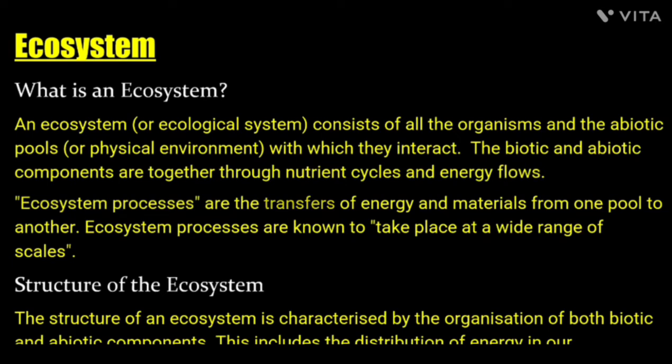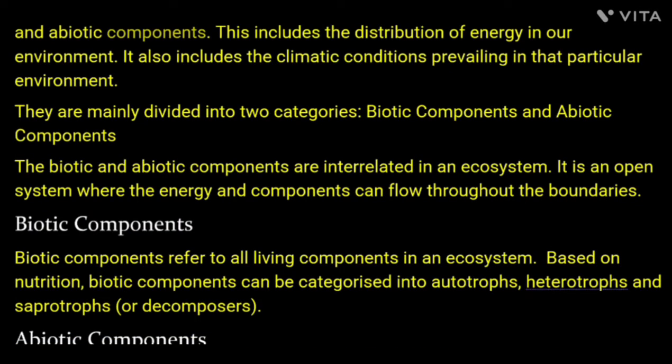Structure of the ecosystem. The structure of an ecosystem is characterized by the organization of both biotic and abiotic components. This includes the distribution of energy in our environment. It also includes the climatic conditions prevailing in that particular environment. They are mainly divided into two categories: biotic components and abiotic components. The biotic and abiotic components are interrelated in an ecosystem. It is an open system where the energy and components can flow throughout the boundaries.